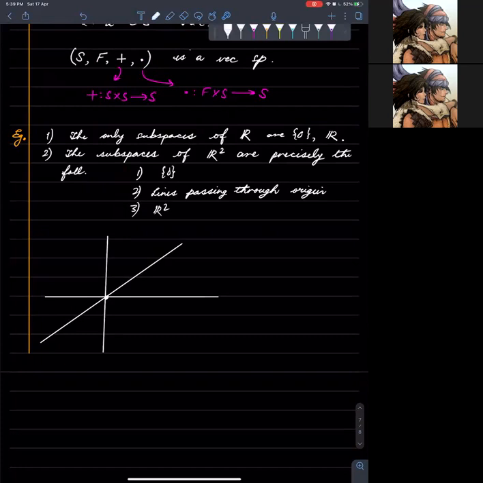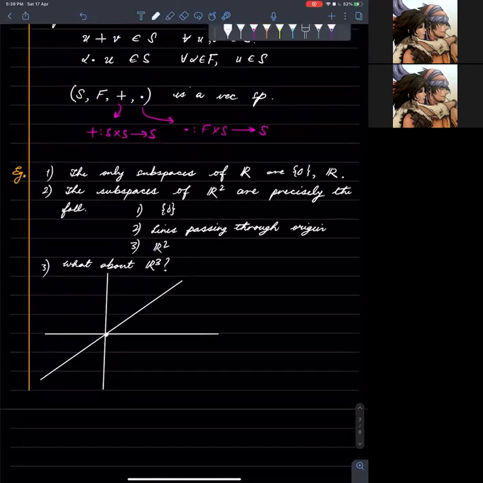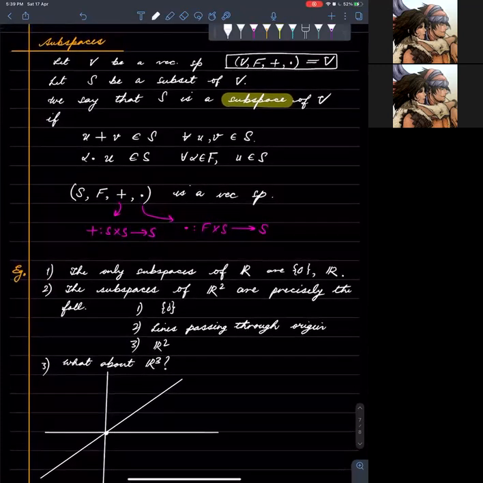And what about R3? So yeah, I leave you with this exercise. Next time we will discuss bases and dimension, linear independence, very important concepts. Okay.